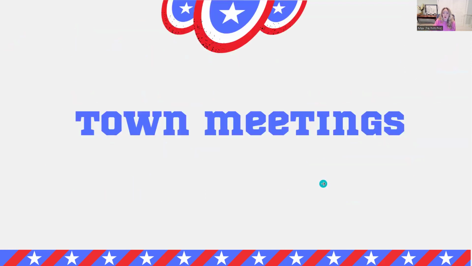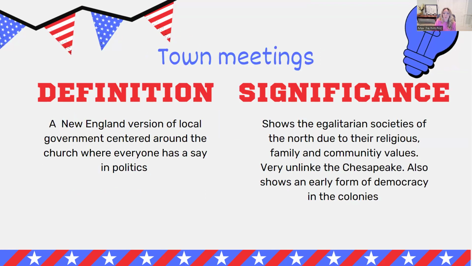Town meetings. Going off that same thread, that through line of thinking about how New England and Chesapeake are different, town meetings were the form of local government seen in New England.